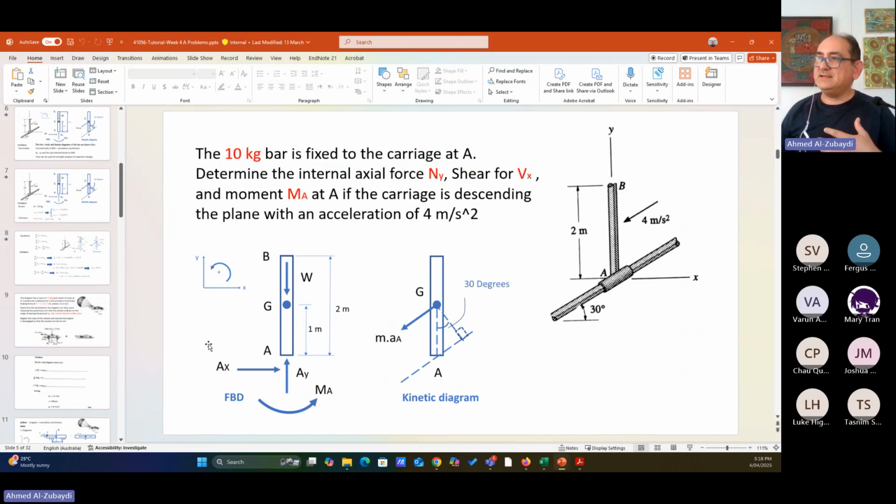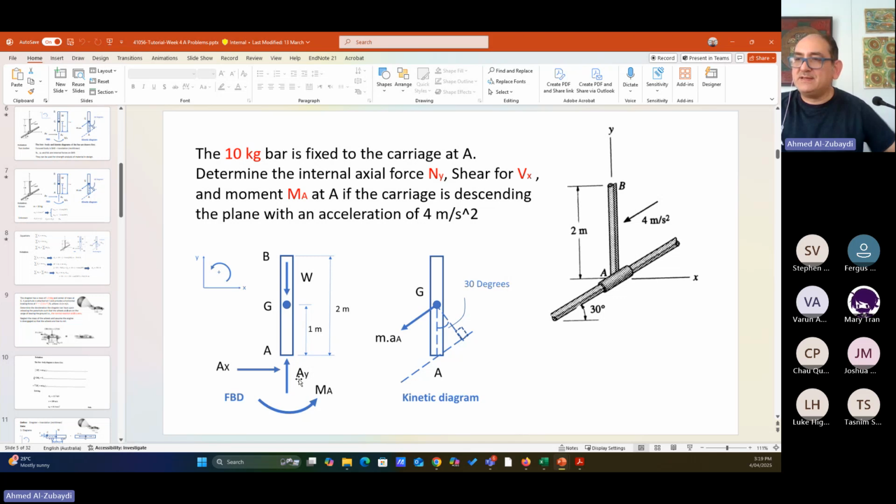Again, what you can see here is that we're not going to have any relation to omega and alpha. The thing is just going straight, linearly. So we're going to make a relation between the free body diagram and the kinetic diagram. In this scenario, the part is sliding, so we need to find the reaction here. In the free body diagram, we're going to have Ay and Ax at point A. The kinetic diagram is going to have the mass of the bar multiplied by this acceleration.